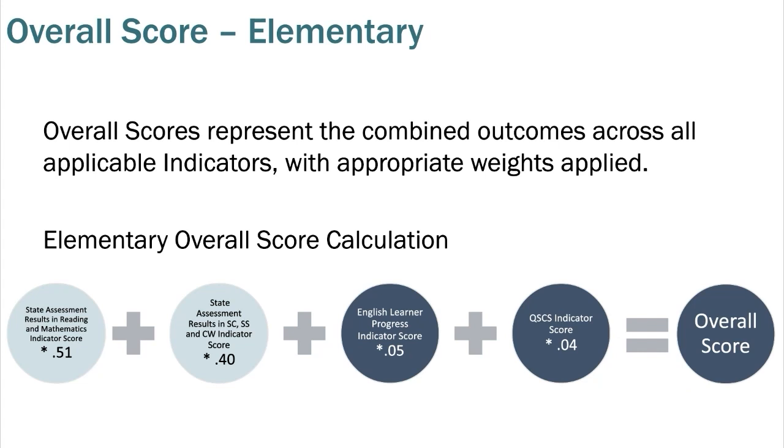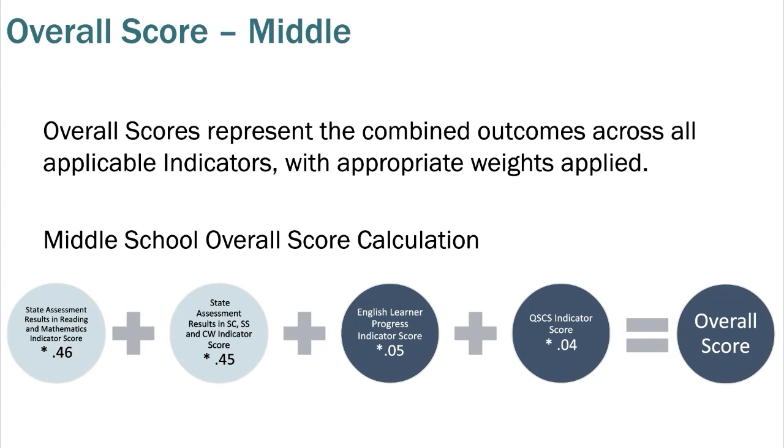For the elementary calculation, you will use weighted indicator scores for reading and mathematics, science, social studies, and combined writing, EL progress, and quality of school climate and safety to determine the overall score. For the middle school calculation, just like elementary, you'll use weighted indicator scores for reading and mathematics, science, social studies, and combined writing, EL progress, and quality of school climate and safety to determine that overall score.